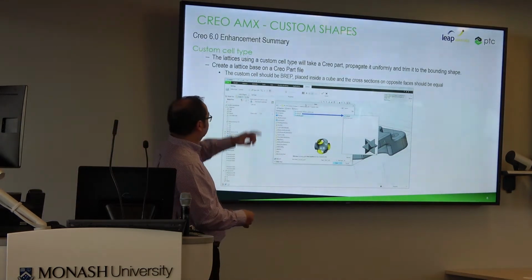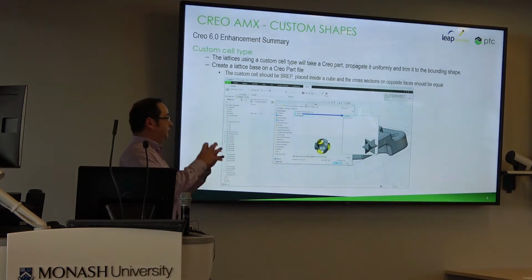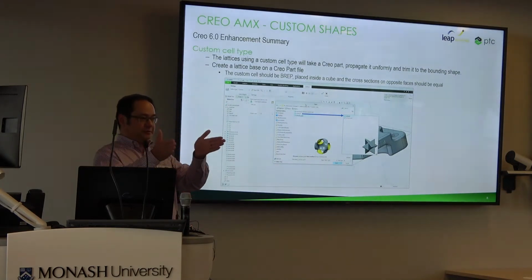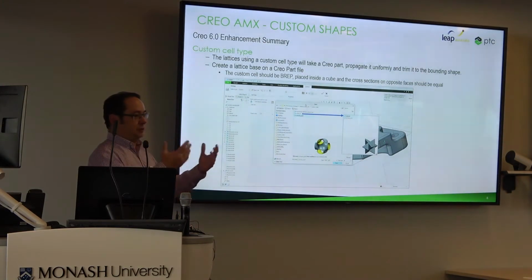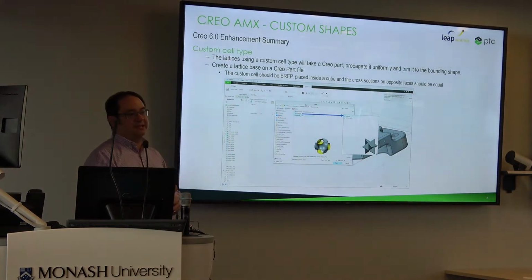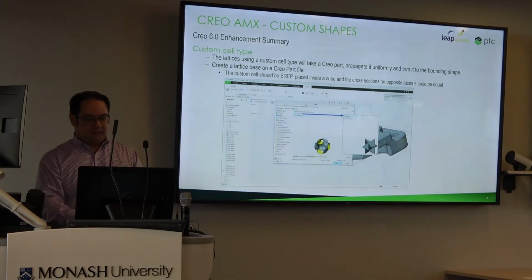As long as it meets certain conditions, like it's got to be a B-rep, it's got to fit inside a cube, and you should make the opposite sections match up so when you pattern it across it doesn't have some weird offset. But basically you can model whatever part you like and that can be your lattice. So you can go nuts, okay?